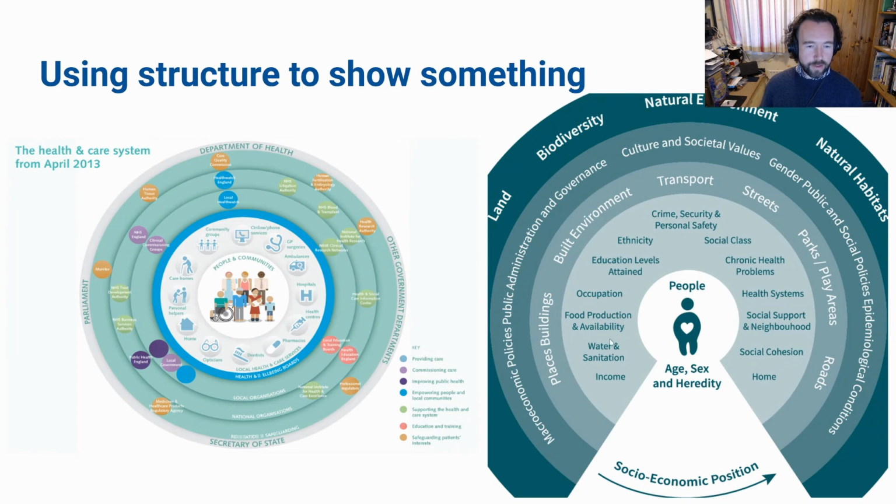You can also use the structure to actually demonstrate something. So I've got two examples here that do that. They've actually refactored their system, so the relationships are now more indicated by the positioning in these diagrams. It's just something worth thinking about, that you can use these as an information tool to say something about the system that you're interested in. So this is the NHS.